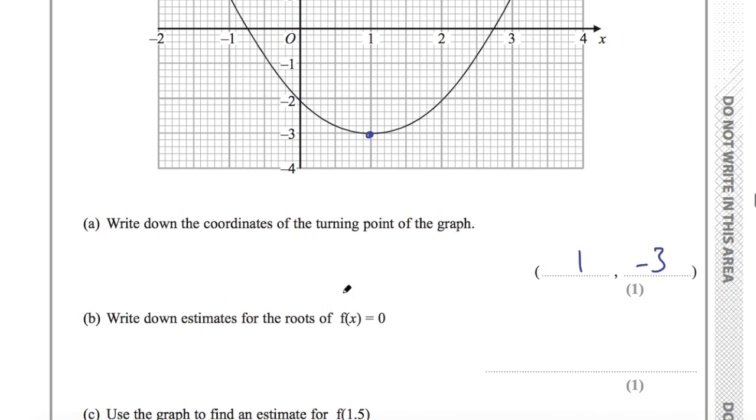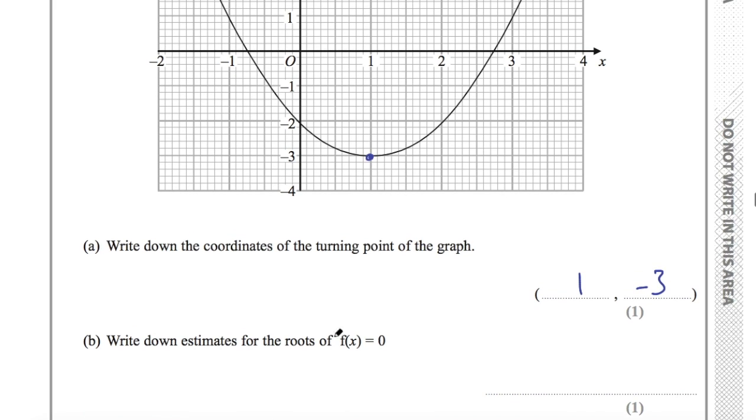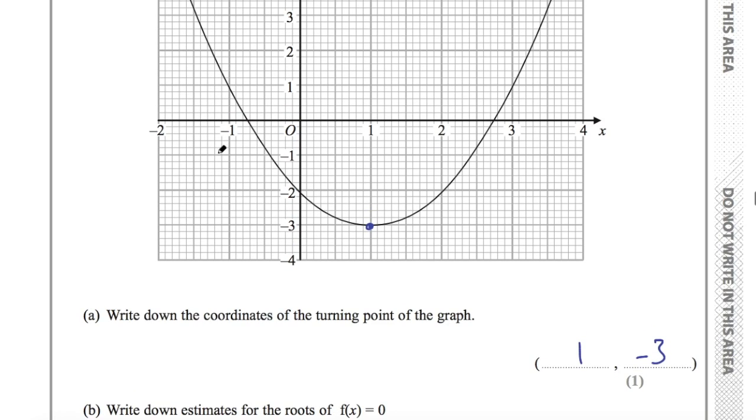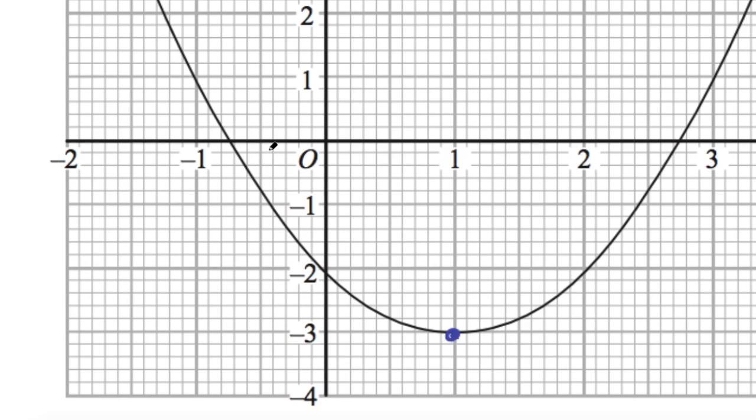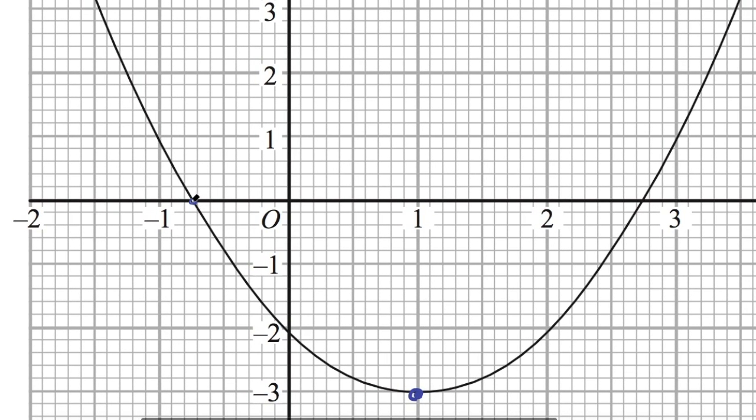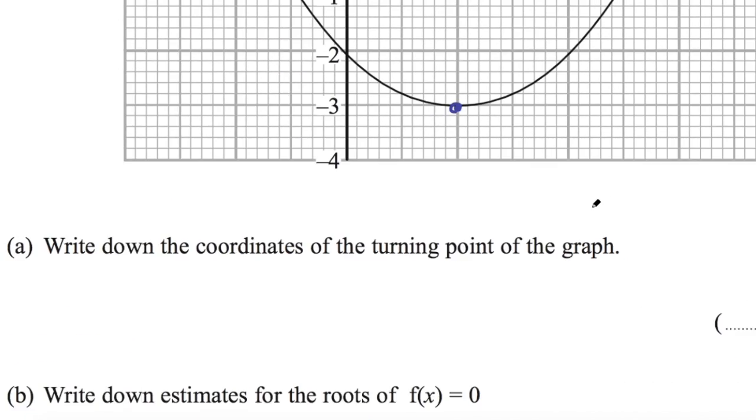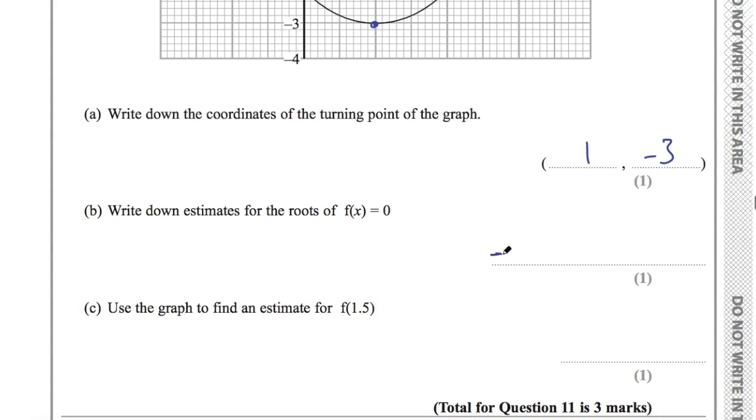Part B says write down the estimates for the roots of f of x equals 0. So the roots are where y equals 0, so where the graph cuts the x-axis essentially. So that is about here and here. Now if each of these squares represents 0.1, this is going to be between 0.7 and 0.8, so that's about minus 0.75, and this one's between 2.7 and 2.8, so about 2.75. So my 2 points are minus 0.75 and 2.75.